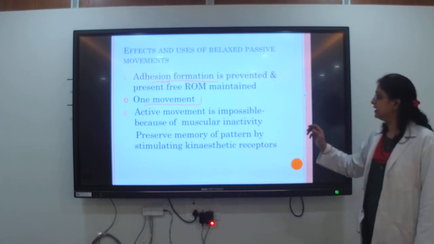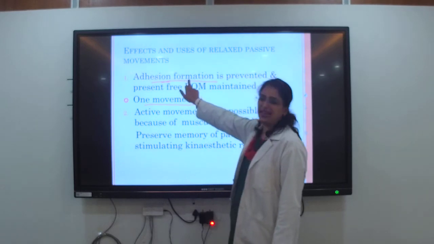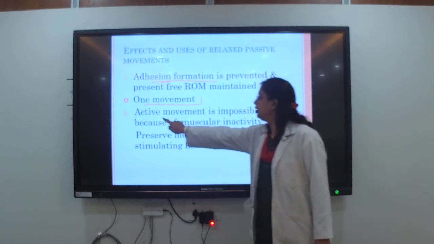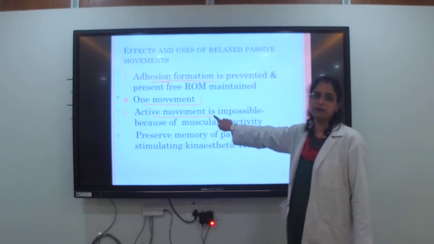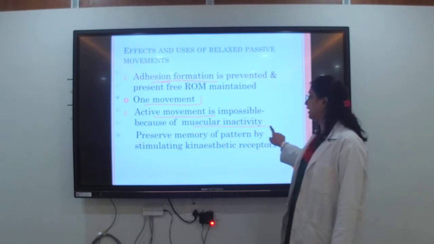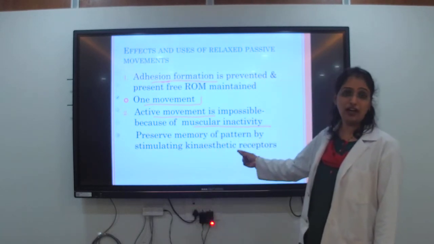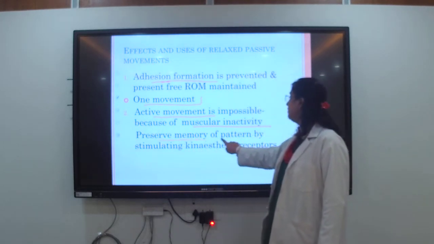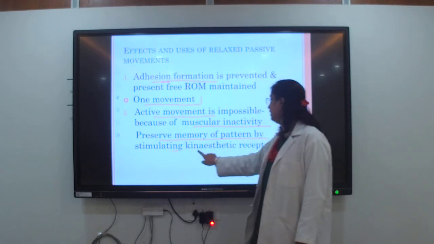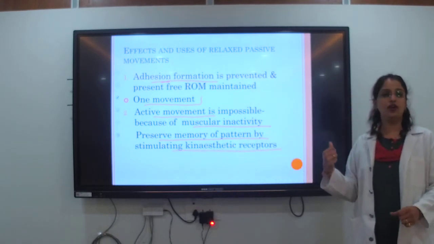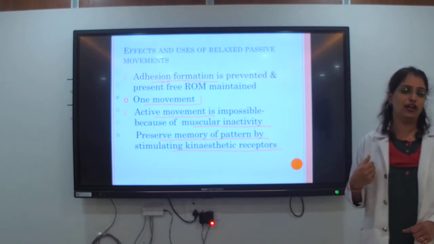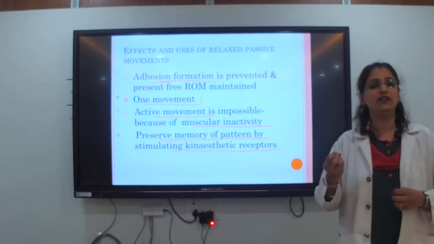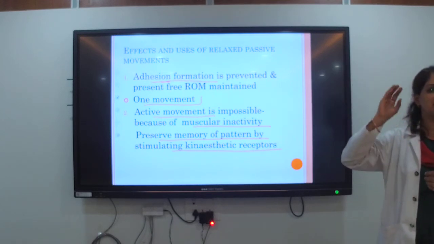This first effect is that it will break the adhesions. The second effect is when the patient is unable to perform the active movement due to some muscular inactivity, or the patient is not having voluntary control. At that time, it will preserve the memory of the pattern by stimulating kinesthetic receptors. When you are moving the limb up and down, the receptors present in the patient's joint will stimulate and send impulses to the brain.